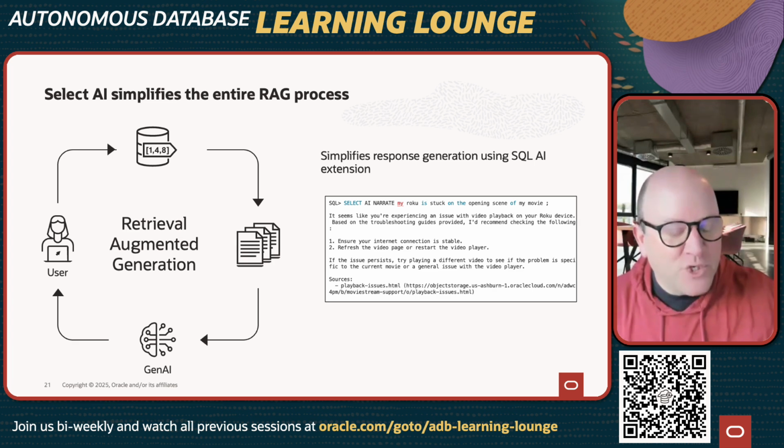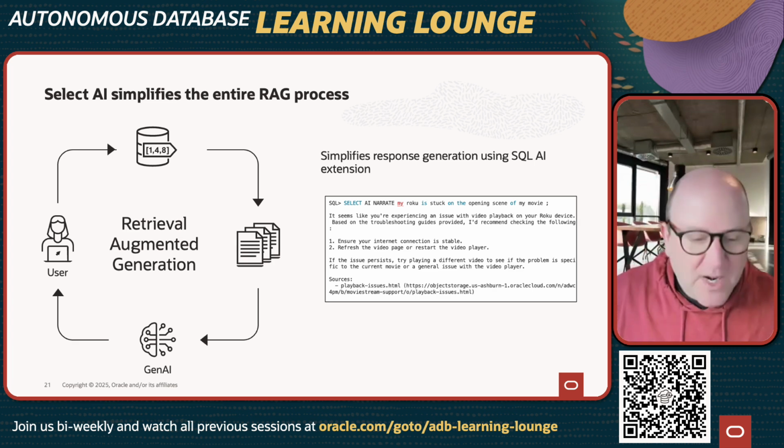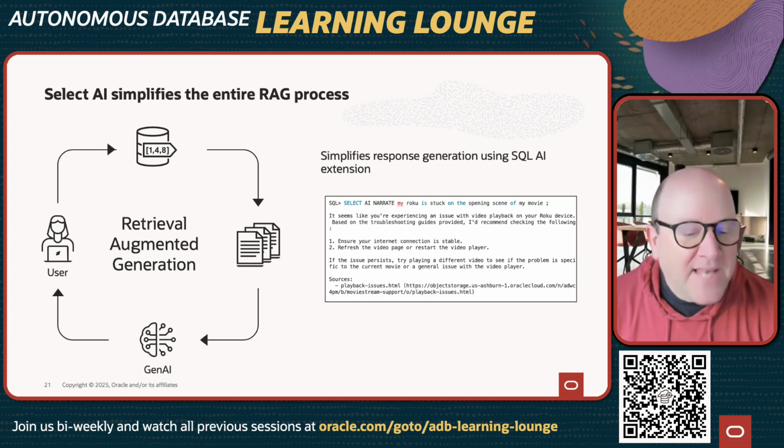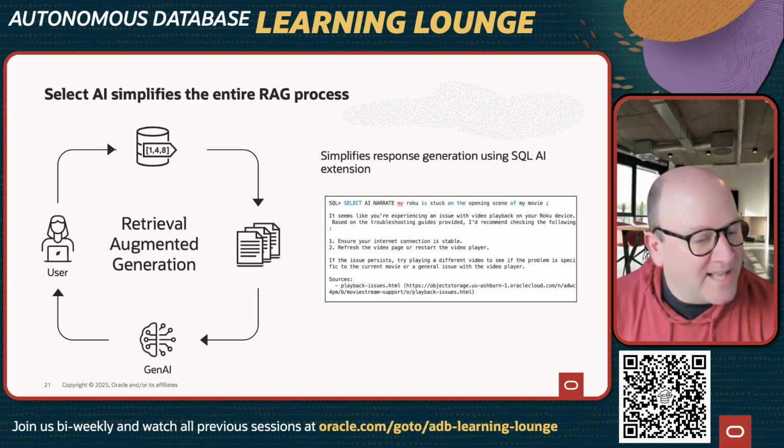And that's shipped to the model. OCI, GenAI, Gemini, whatever you're using. And now the model has that private information. It knows how to answer that question, and it produces the result.